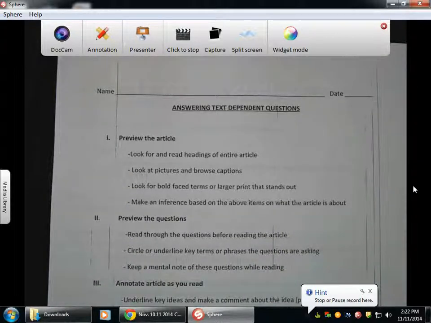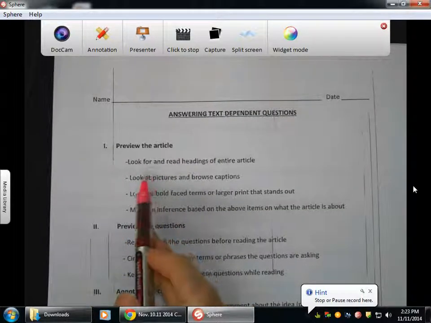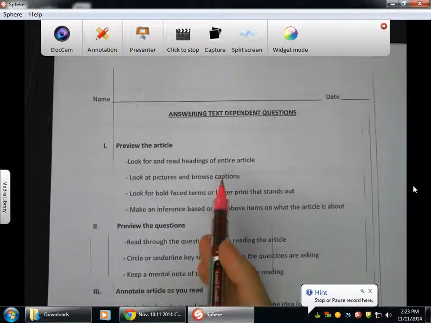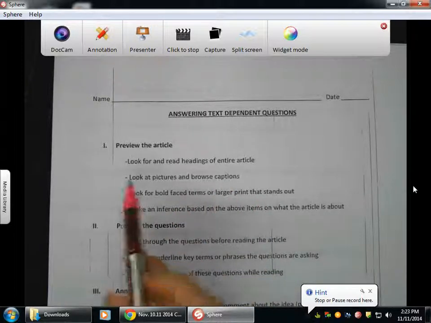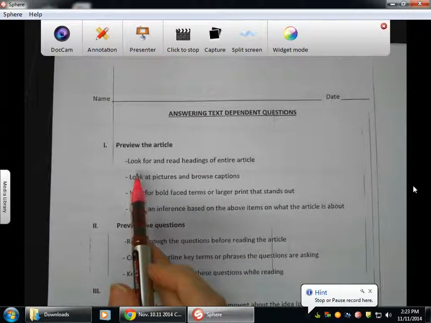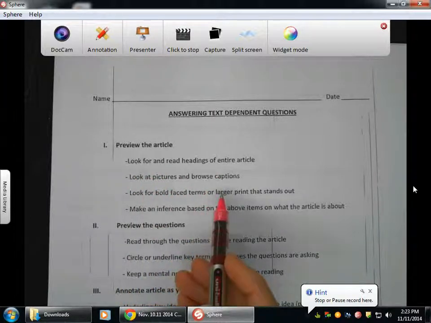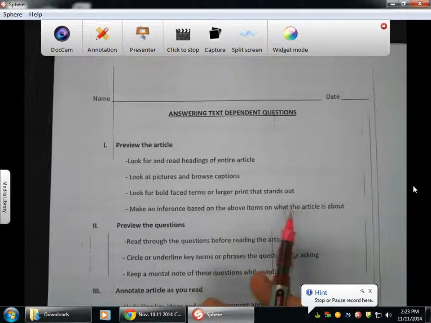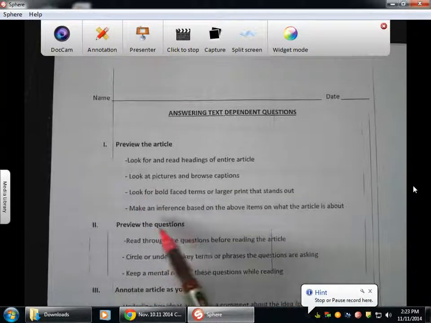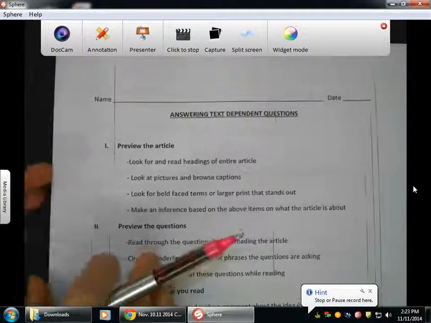So the first technique on here is to preview the article. Everyone should be on this paper following along with me so that you can see what we're doing. The first thing you're going to do is look for and read headings of the entire article, look at pictures and browse captions, look for bold-faced terms or larger print that stands out, and then after looking at all those, you're going to make an inference based on the above items on what the article is about. So let's look at what the article is for today.